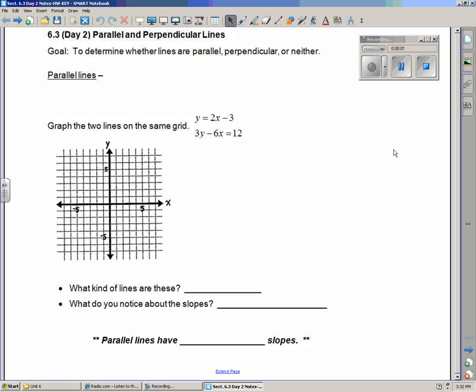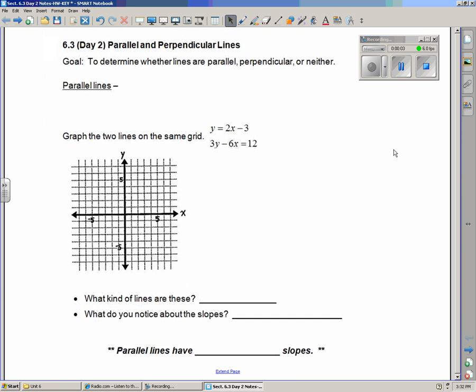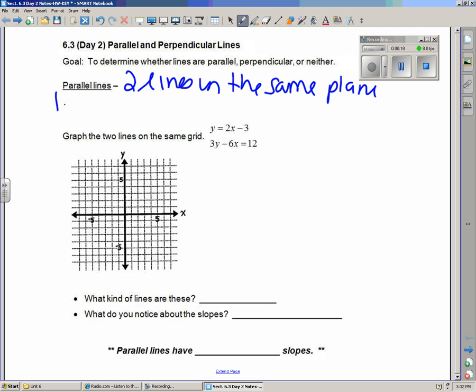So for this lesson, we're going to talk about parallel and perpendicular lines. Parallel lines are two lines in the same plane that never intersect. So we want you to graph these two lines on the same grid.